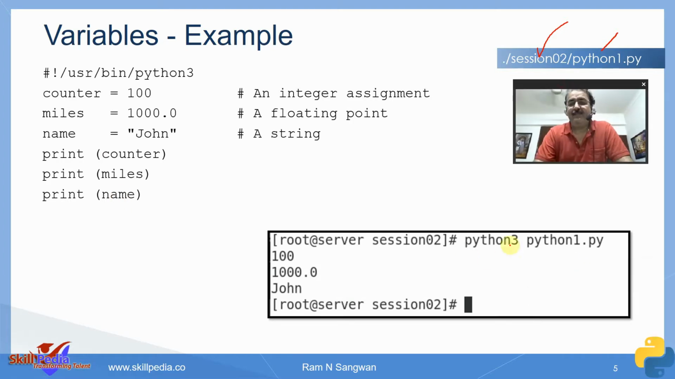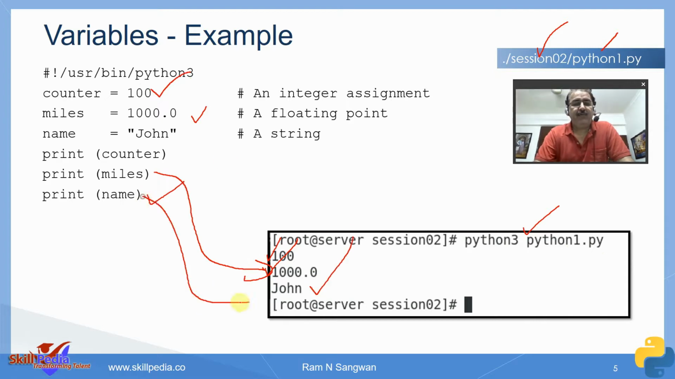When I run this program with python3 python1.py, this is how we run the program, you will get the first value 100, that is this one. The second value 1000, that is this, because of this print statement. And the third is John, because I'm printing name. So I get the value John. All these three values are displayed one by one, and that's the output.